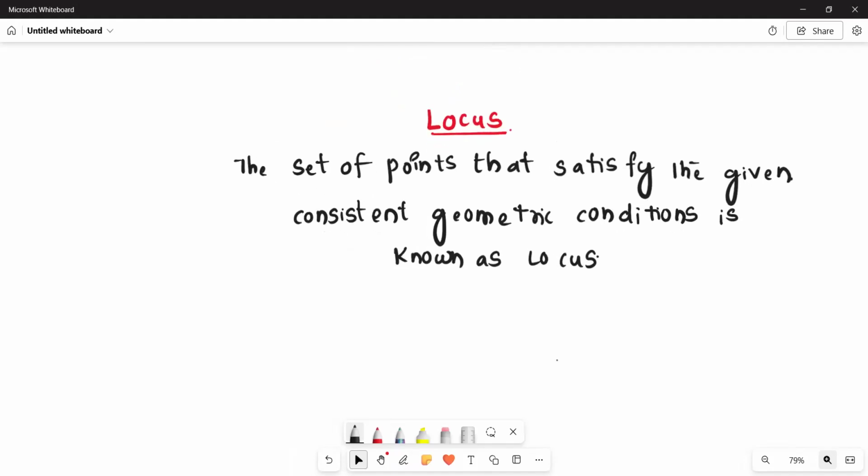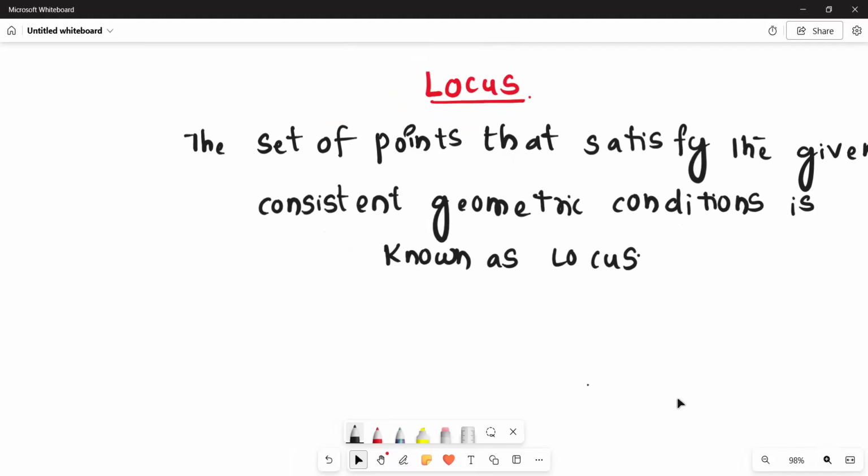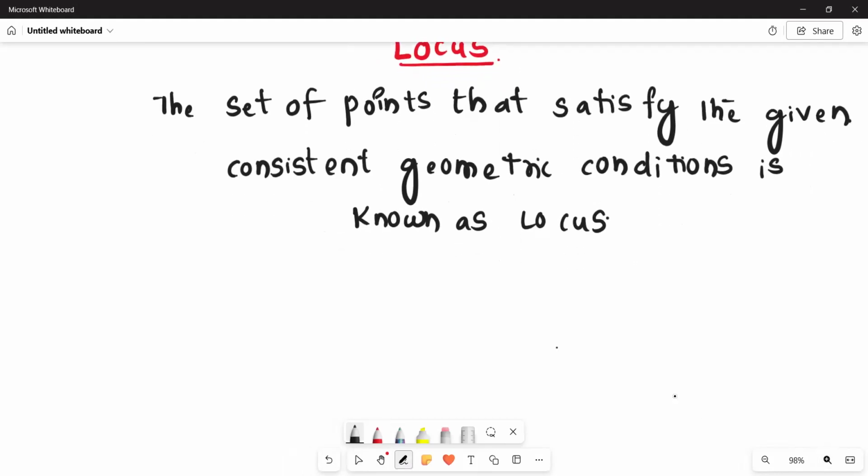So if we have been given some conditions, and you have a set of points that satisfy my given geometric conditions. Let us suppose, if I take a circle equation, the distance from the center to any point on the circle is definitely equal to the distance from the center to any other point on the circle. The distance is actually equal, right? That we can call a radius. So if you have such geometric conditions, and some points satisfy those conditions, we actually call it a locus.